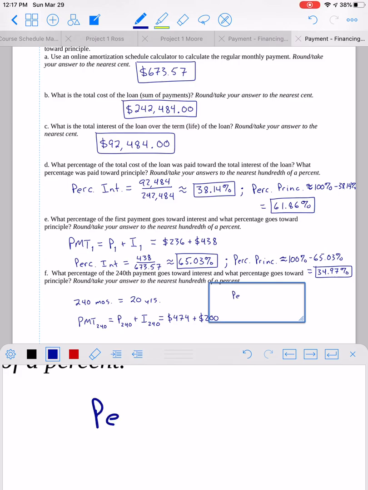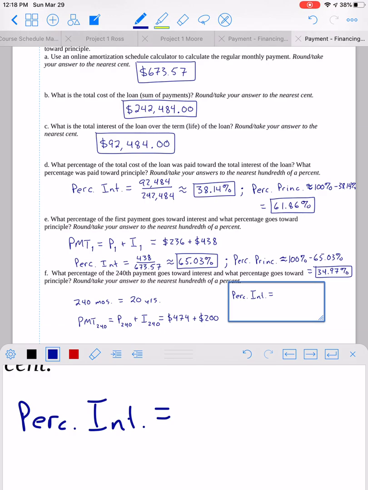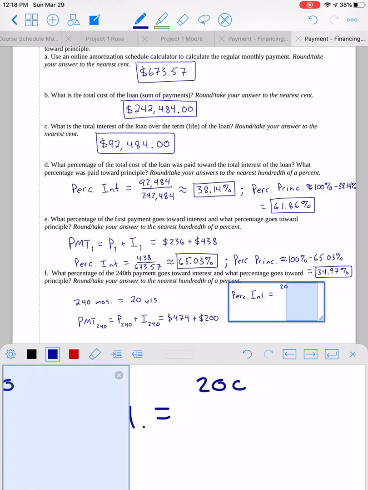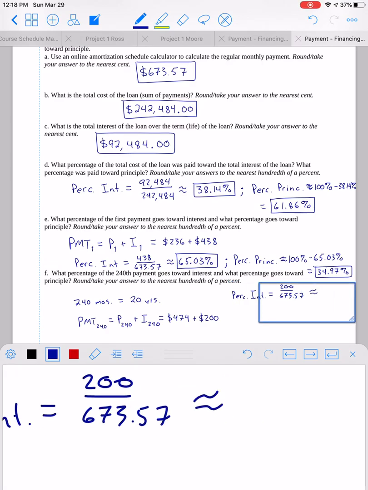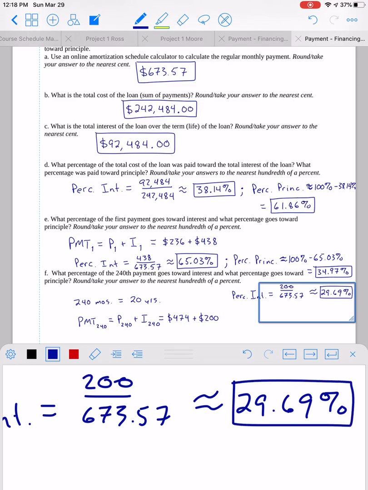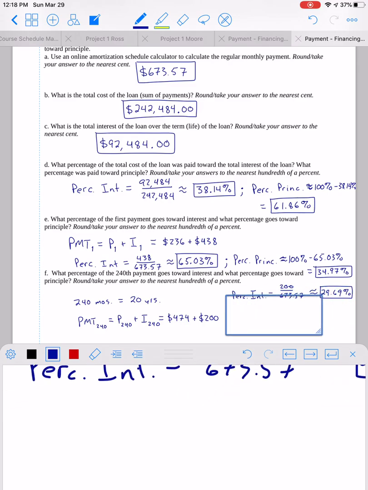So the percent that's interest in this payment is equal to $200 divided by 673.57. We can already suspect that that's going to be lower. It's much less interest than we paid in the first payment. And our percentage, in fact, is 29.69%. Using a calculator to get that, converting it back to a percentage, and rounding it to the nearest second decimal.